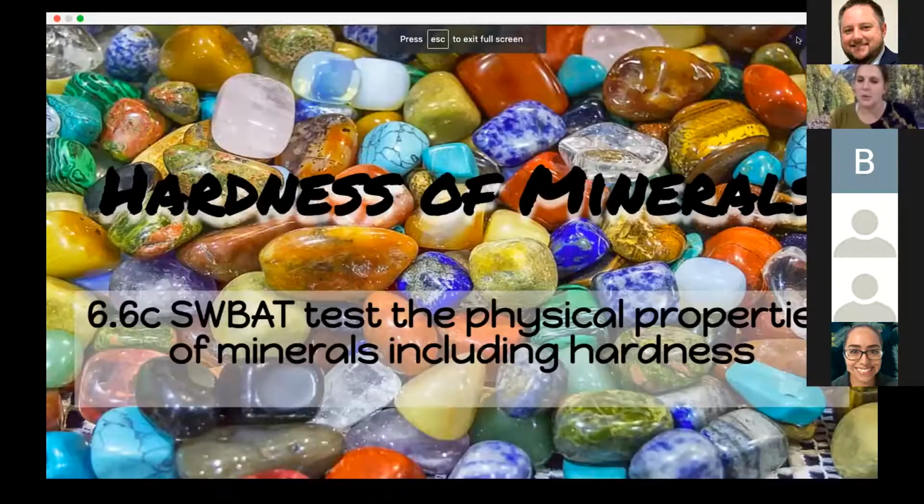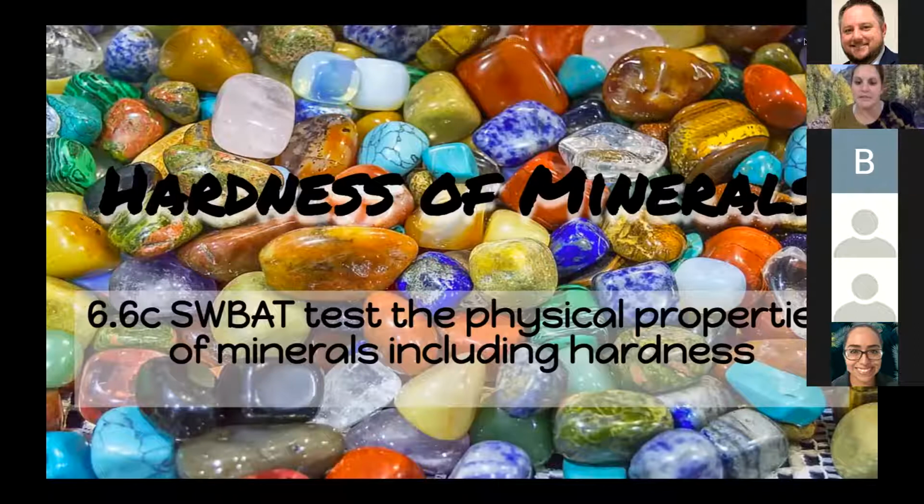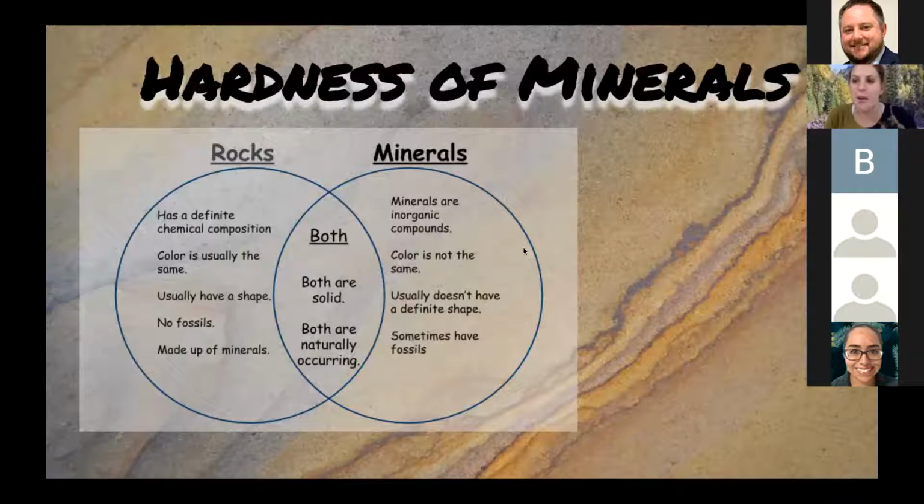Okay, so we are testing the physical property of minerals, focusing on hardness. So before we get started, I want to go over the difference between rocks and minerals. So rocks have definite chemical composition. The color is usually the same. They usually have a shape, and there's no fossils, and they are made up of minerals.